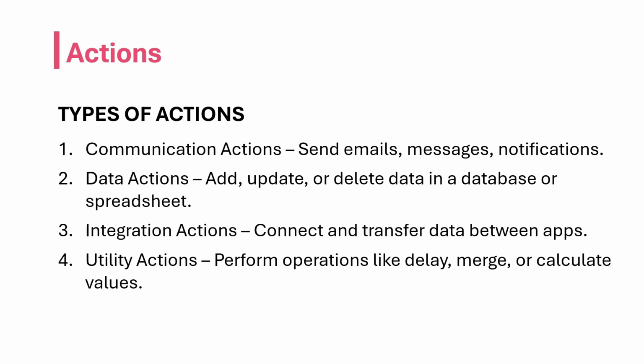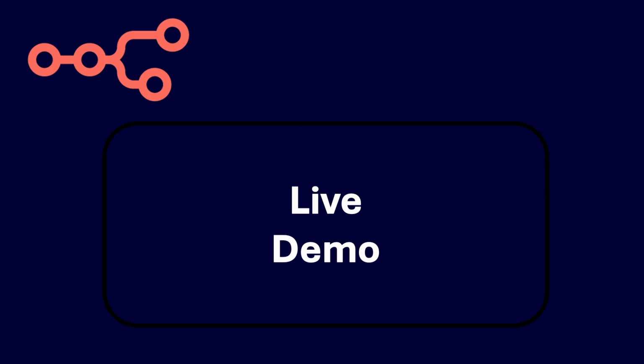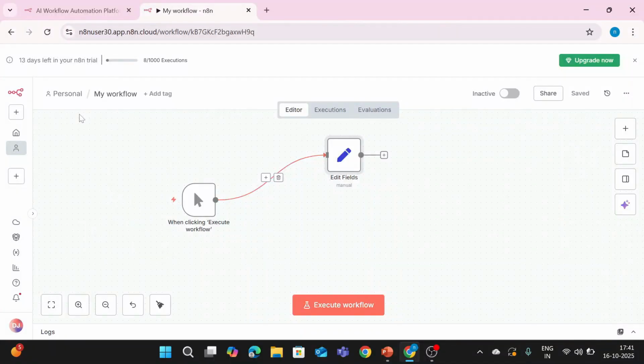These perform helpful operations like adding delays, merging data, or performing calculations in your workflow. All these types help make your workflow smarter and more powerful, and combining them lets you automate almost anything you can imagine. So basically, this was the theory portion of the action. This lets you know the terminology of actions, its types, and how it actually works. So now in the live demo, we're going to see how an action actually works inside n8n.